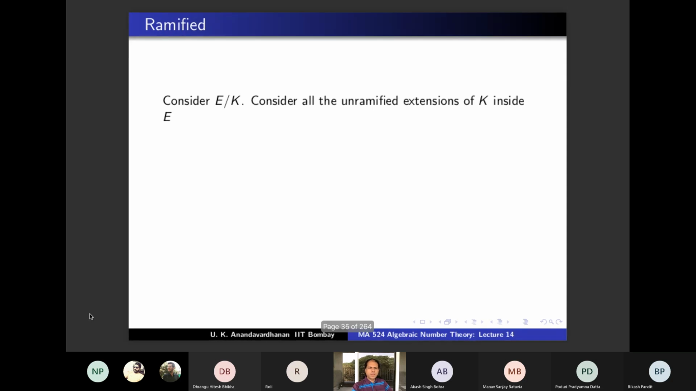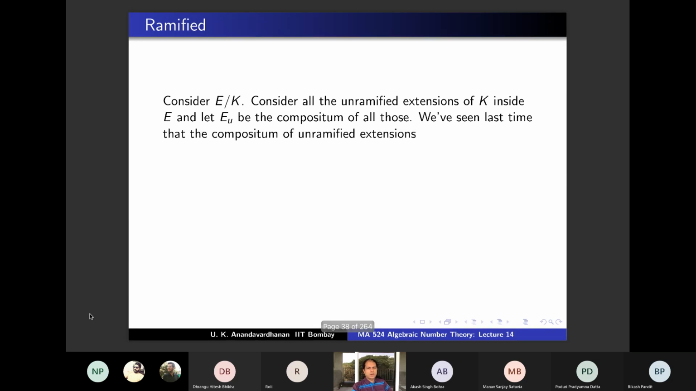So consider E over K, a finite extension of p-adic fields. Consider all the unramified extensions of K contained inside E. So last time we saw, right, in towers, how does unramified behave? If E over F is unramified and F over K is unramified, then E over K is unramified. If you have E1 and E2 unramified, then the compositum is unramified. So you consider all the unramified sub-extensions of E and let E_U, U for unramified, be the compositum of all those. What can you conclude about E_U? This is a compositum of many unramified extensions, and if E1 and E2 are unramified, the compositum is unramified. So you can apply this many times, and E_U is unramified. Therefore, E_U is unramified over K.